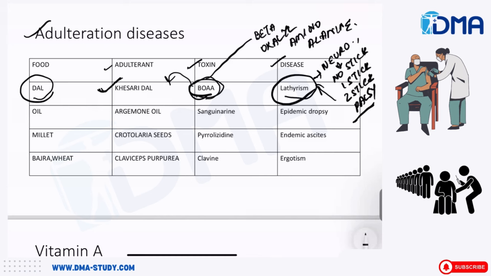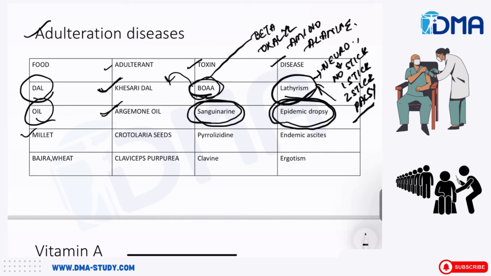So the adulterant is kesari dal. The toxin is beta oxalyl amino alanine. And the disease is lathyrism. In case of oil, you have argemone oil. So what is the toxin present? Sanguinarine. And the disease is epidemic dropsy.